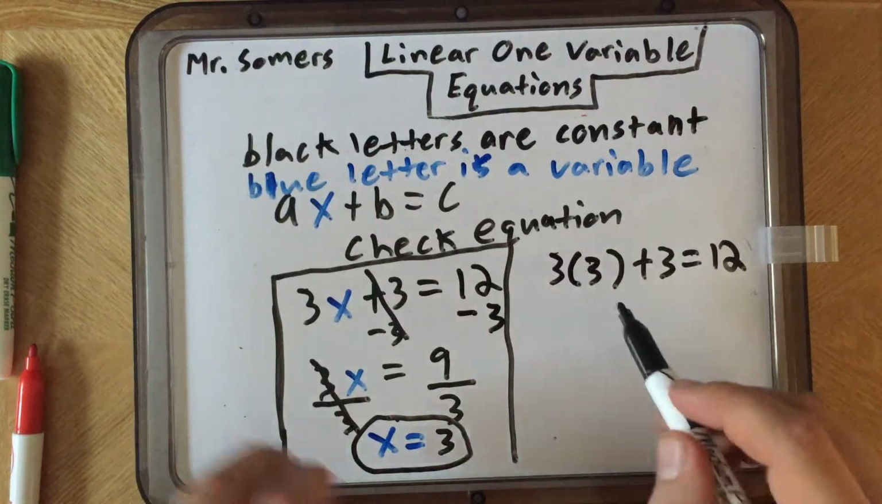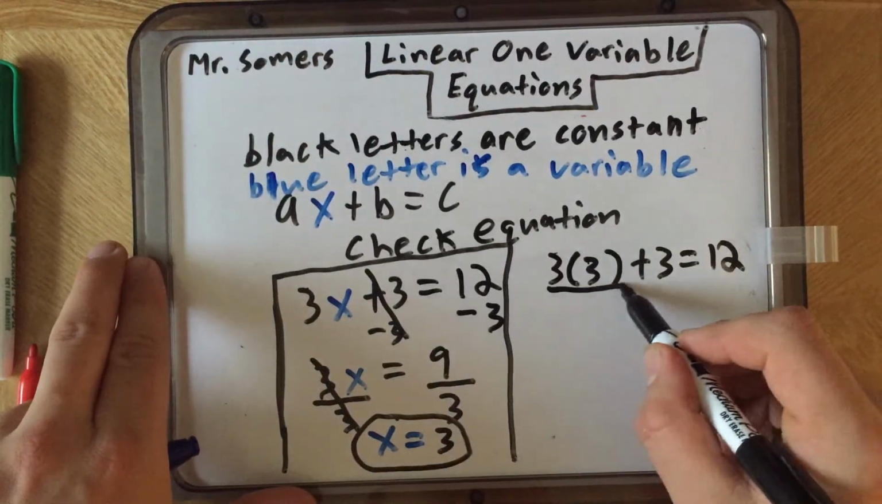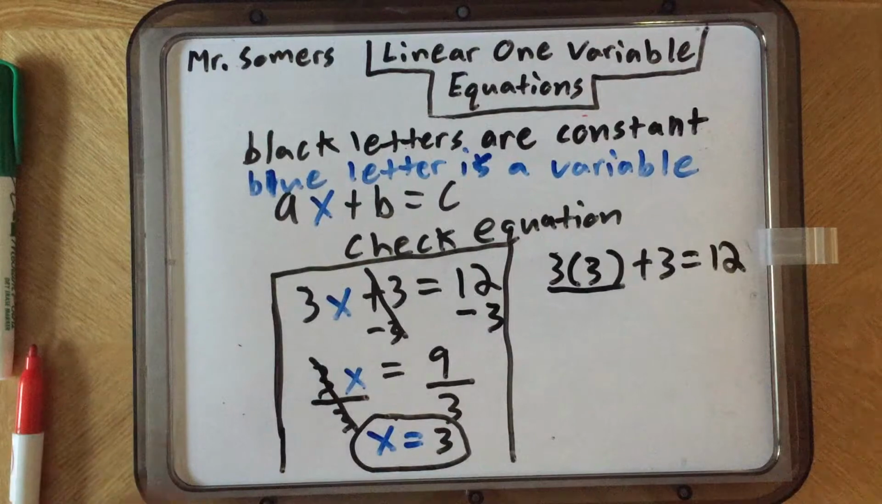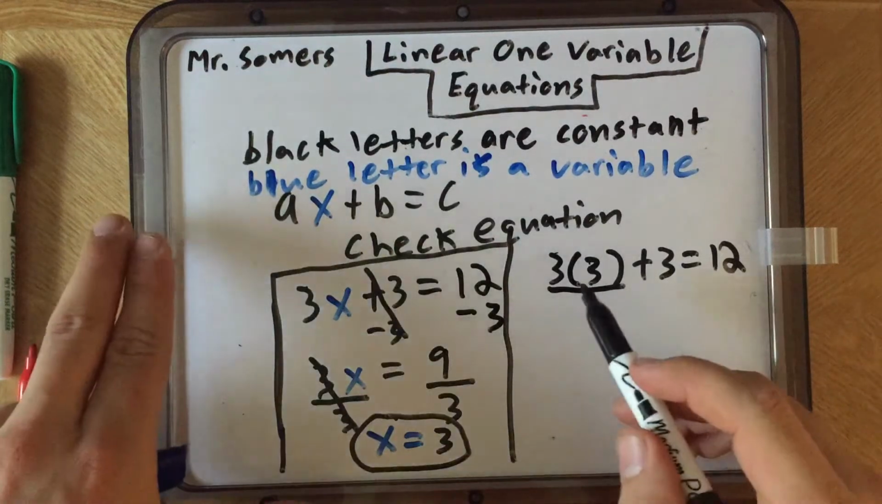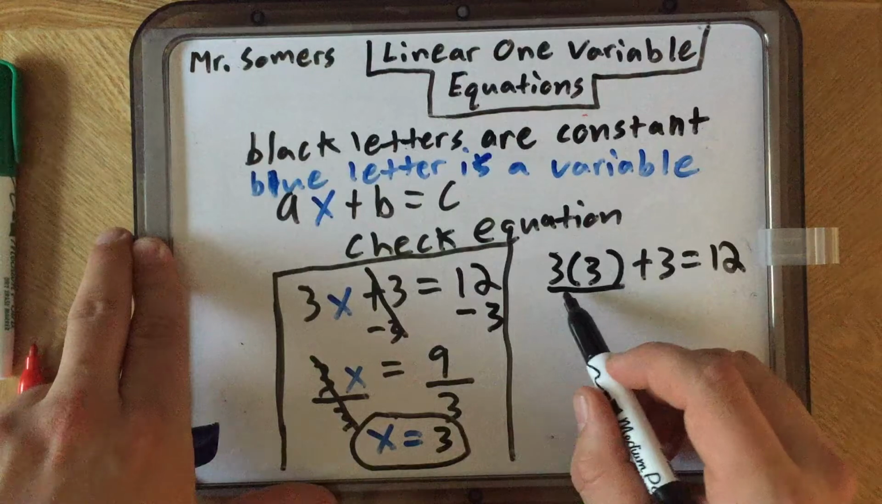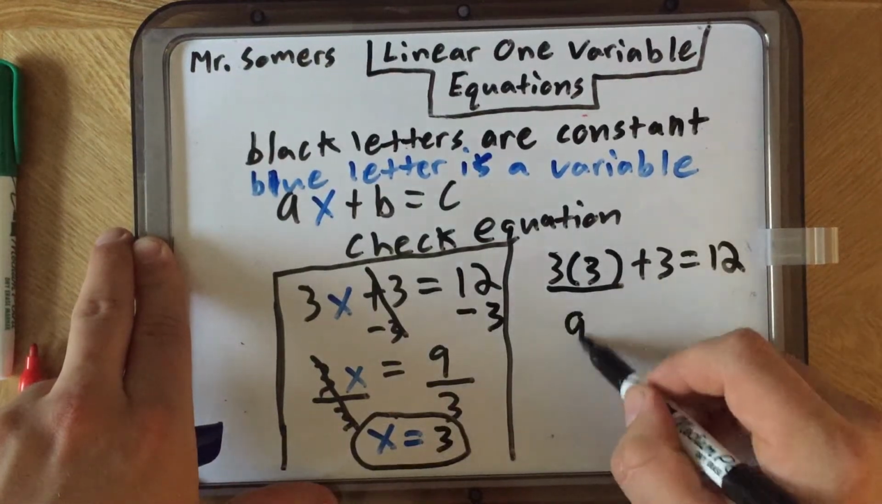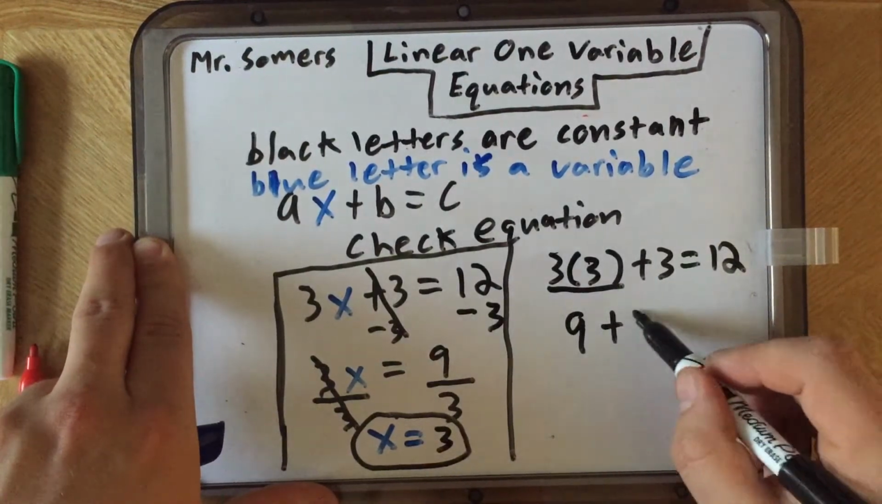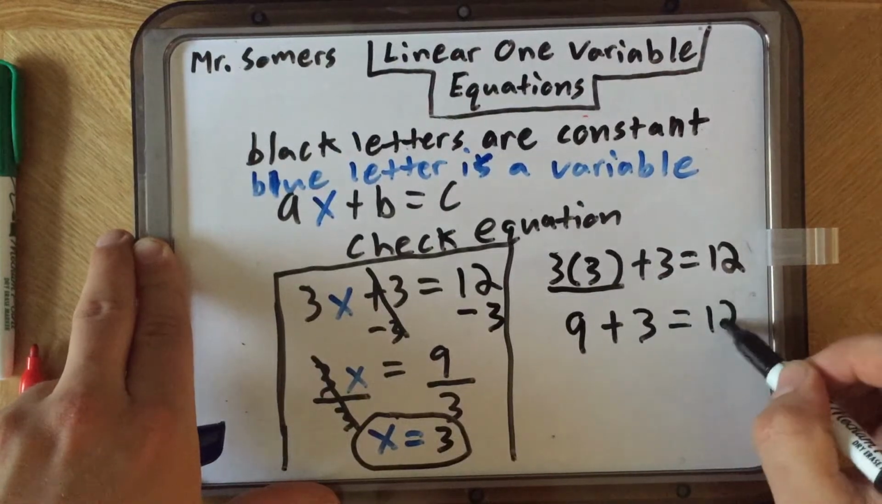Okay, so 3 times 3, we're going to start there. Order of operations, PEMDAS: parentheses, exponents, multiplication, division, addition, subtraction. So the first thing we see, we're going to multiply, because that's first in the order. 3 times 3 is 9, plus 3 equals 12.